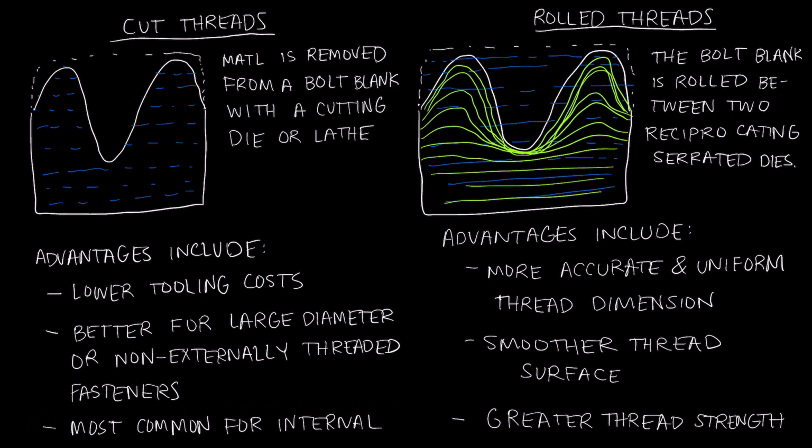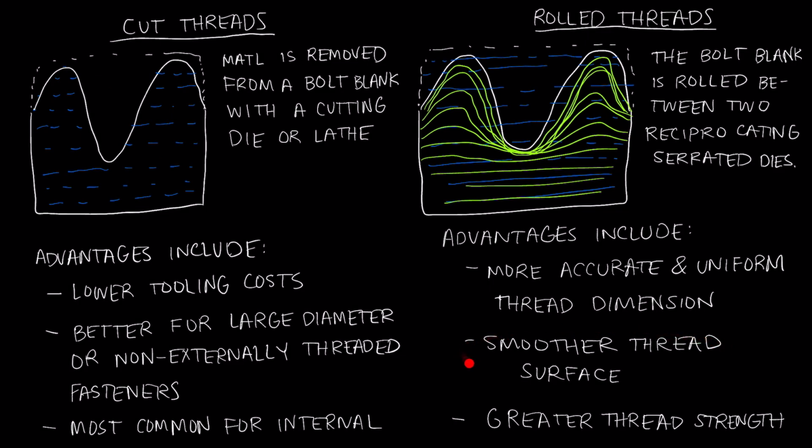For rolled threads, we get a more accurate and uniform thread dimension. That has to do, at least in part, with the fact that when we're cutting our threads, we are also heating up the material, and then when it cools, it's going to contract, right? And that leaves us with a cut thread that is a slightly different size from how we originally cut it. And so you're going to have larger tolerances on your cut threads than on your rolled threads.